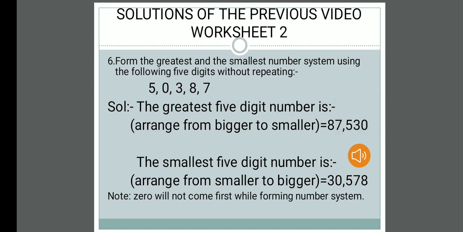And the last question of the worksheet 2, sixth question. Form the greatest and the smallest number using the following 5 digits without repeating. Now here the question comes with repeating and without repeating also, but I have taken the example for without repeating. You have to arrange the given digits in greatest number and smallest number. So I have taken the digits 5, 0, 3, 8, 7.